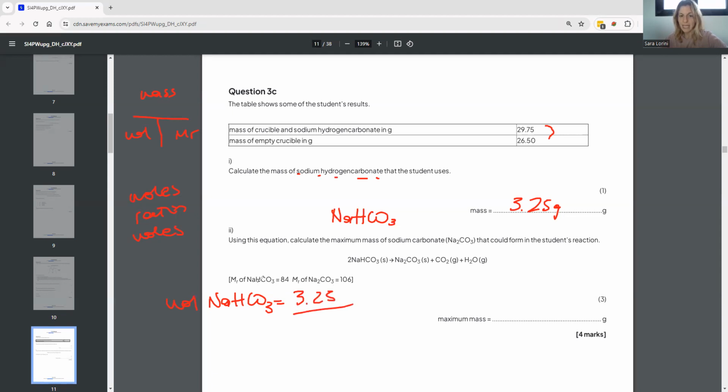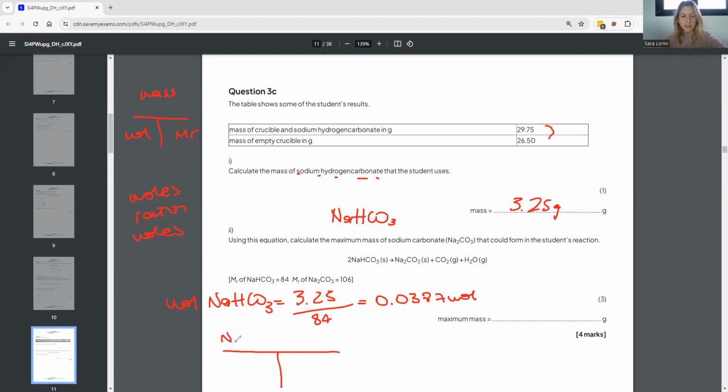3.25 divided by the MR. As you can see, it's given here. That's why I didn't calculate it before, which is 84. And this gives us a value of 0.0387 moles. Step number 2, the ratio. I'm going to do it in a table because I quite like doing it this way.